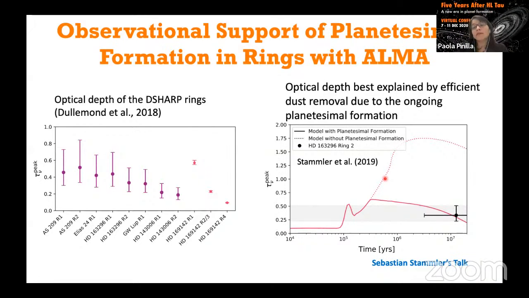Because of planetesimal formation, you remove a lot of the dust mass into planetesimals. You decrease the optical depth. And at the edge of the disk, you have a value similar to what is observed. It's really amazing. Another observational support of planetesimal formation by the streaming instability comes from our own solar system.